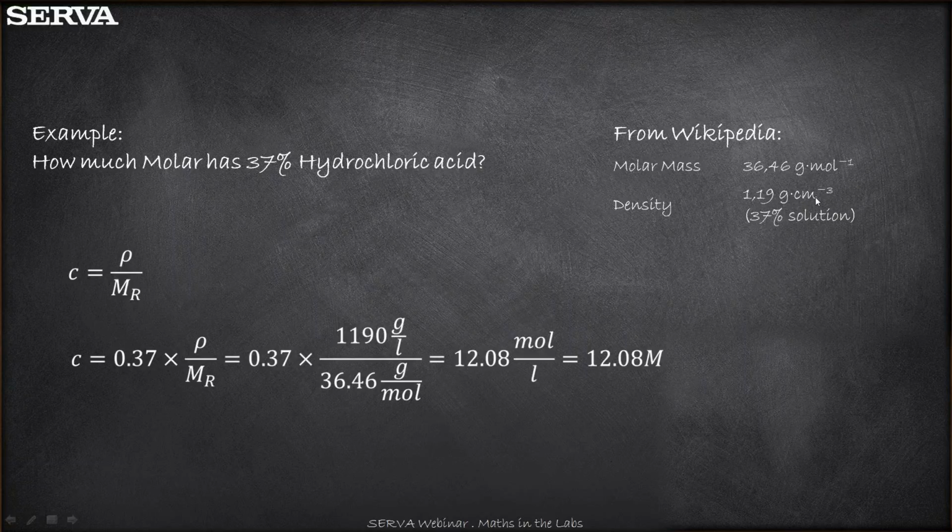You have to convert the centimeter to liter, and you have 1,190 grams per liter divided by the molar mass, 36.46 grams per mole. And for the hydrochloric acid, this would be 12 molar. But why 12 molar? Because you don't have 100% solution, you only have 37%, so this factor needs to be inside of this equation additionally, then everything is fine.